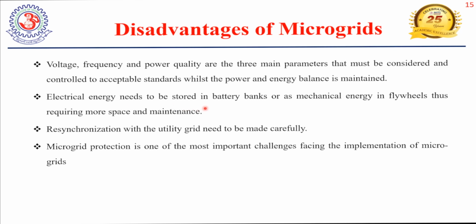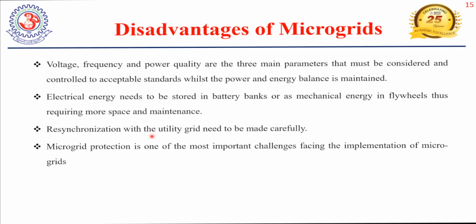Okay, the second challenge or disadvantage in the microgrid system is that electrical energy needs to be stored in battery banks. In the conventional system, we just generate the power and send it through transmission to the loads. There is no need to store the energy. But in the microgrid we have to store the energy. Why? Because we are using renewable energy sources, solar and wind. At night we are not getting solar energy, so we have to store. So a storage system is also required, we have to maintain it, and we have to spend more money on the storage system. These are all challenges or disadvantages in the microgrid.